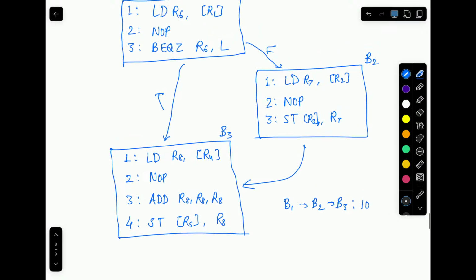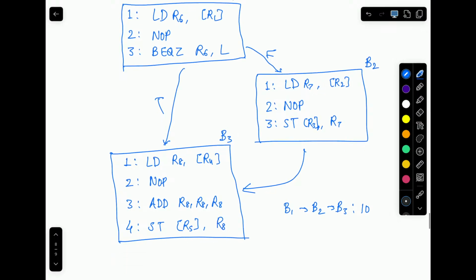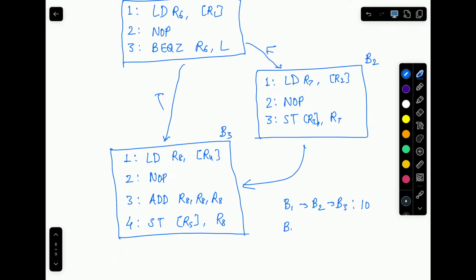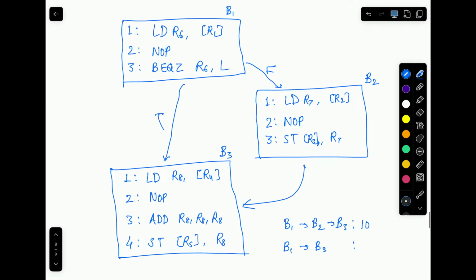If, let's say, the condition is true, because I don't know what the condition would be, I would execute B1, B3. How many cycles would I need then? 7, right? 3 plus 4, 7. So I would need a minimum of 7 cycles and a maximum of 10 cycles to execute this program if I just do basic block scheduling.